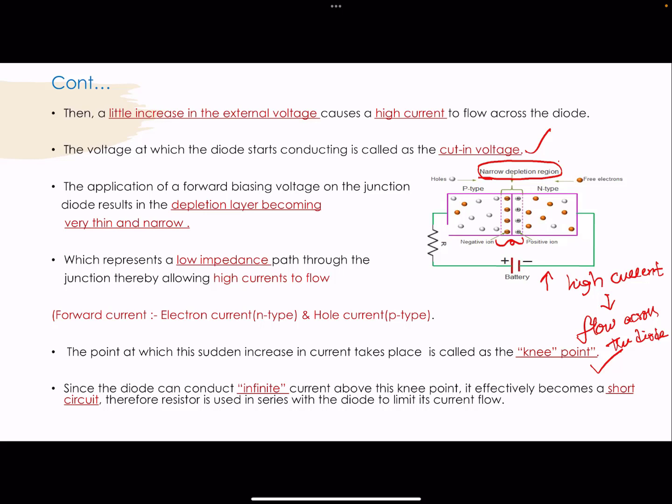Therefore, a resistor is used in series with the diode to limit the current flow. So this is the resistor which is connected in series with the PN junction diode in order to limit the infinite amount of current that is flowing through the circuit. So this is how the forward biasing of the PN junction diode is operated.